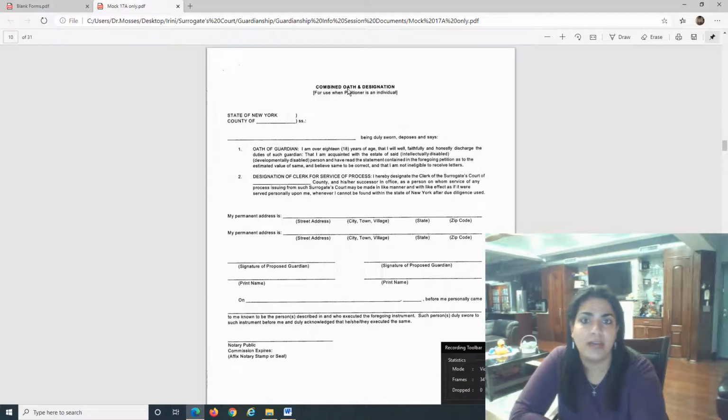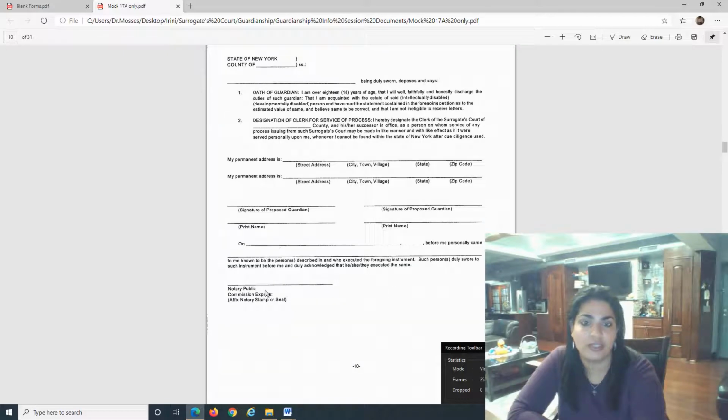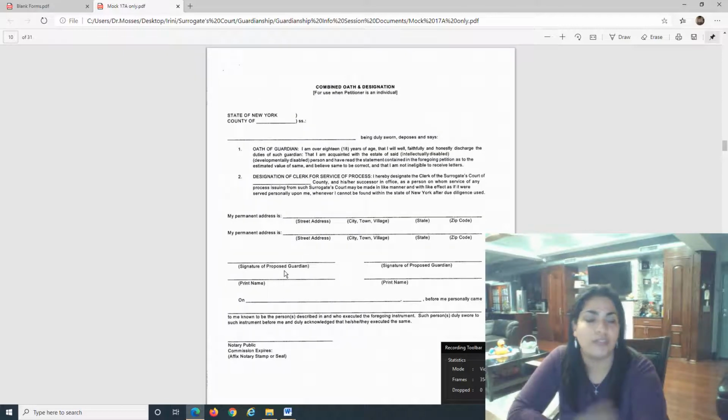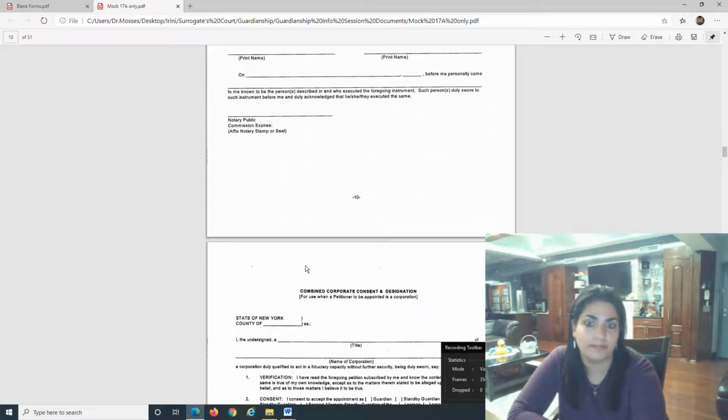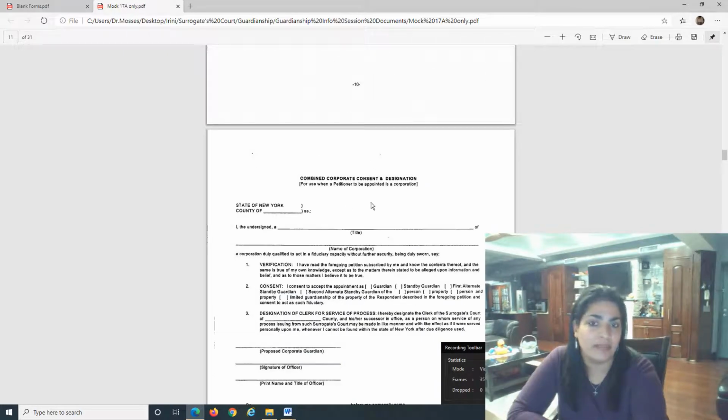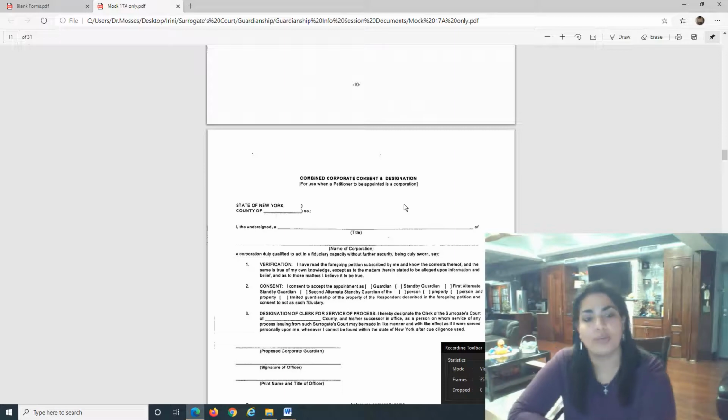Here is the combined oath and designation. So if you have one petitioner, one guardian, this gets filled out. If you have two people applying to be guardian, you need two of these pages. So both petitioners have to fill this out. You can actually do it on the same page. You have room here for two people to sign it, and just make sure that the notary lists both people that are signing it. So you can either do one page or two pages separately, but this does allow you two people to do it. This does not come into play because this is a corporate consent. So unless you have a corporation acting to be guardian, then this would not be needed.